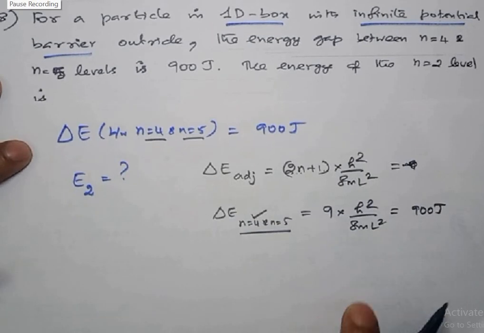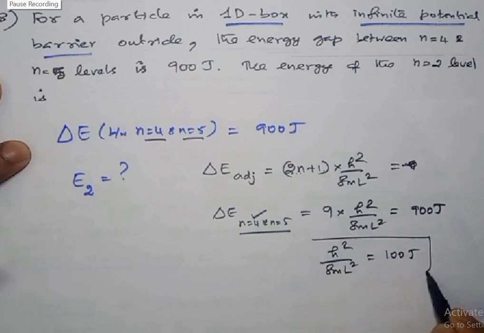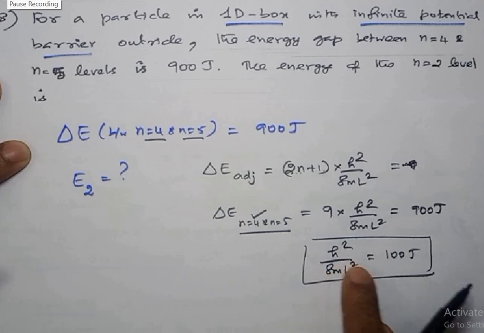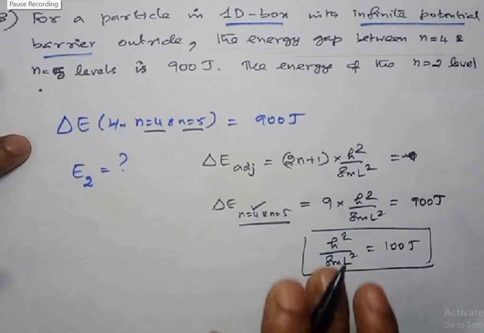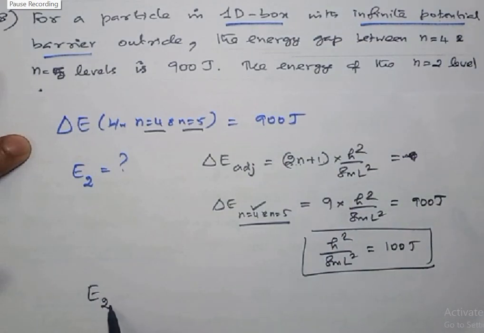Now what to do? Just divide this by 9. So the value of h square by 8ml square is 100 joules. Now, what we need to find out is the energy of the n equal to 2 level. This is the general formula, right? E equals n square into h square by 8ml square.